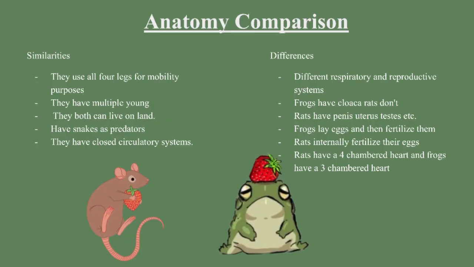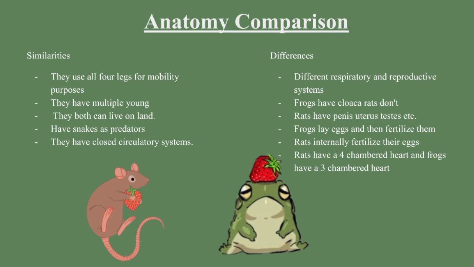The following slide is the anatomy comparison of a rat and a frog. The similarities are they both use forelegs for mobility. They have multiple young. They have snakes as predators. They have closed circulatory systems, and they both live on land. Their differences consist of different respiratory and reproductive systems. Frogs have a cloaca, and rats don't.